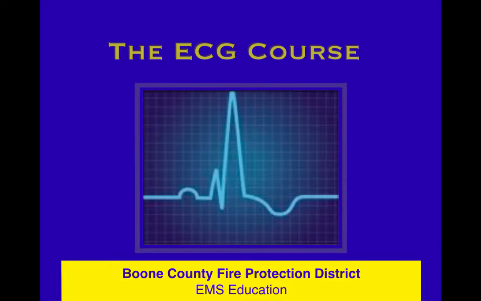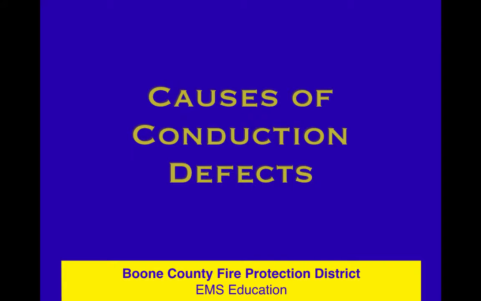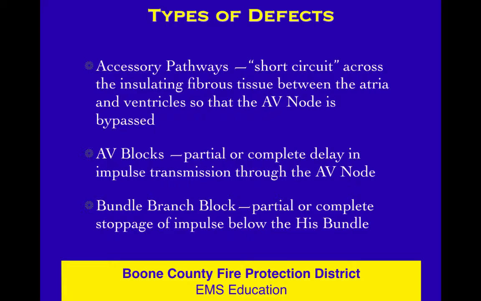Okay, moving on through the ECG course. We're still in level 1 and now we're at the Conduction Defects unit. So we're going to have a quick lesson on the general overview of the causes, and then we're going to dig into each of those specific causes with accessory pathways, AV blocks, and bundle branch blocks. So in general, conduction defects are caused by pretty much three things.